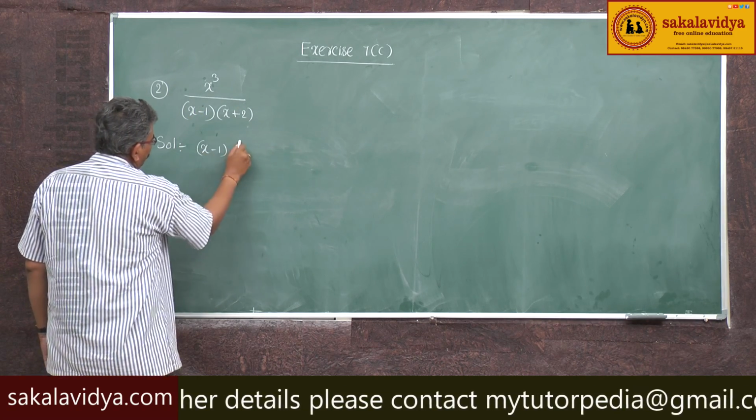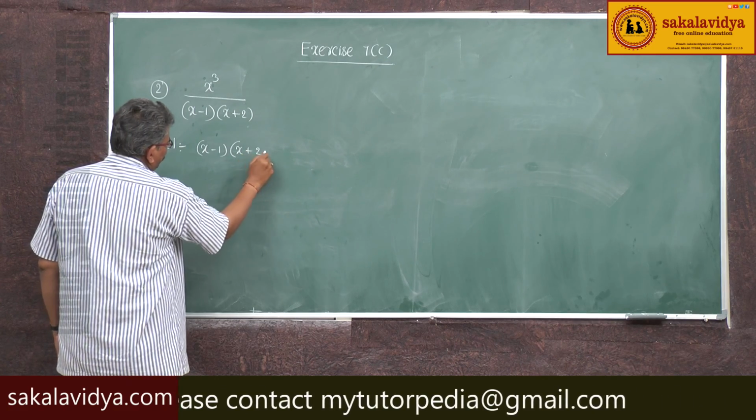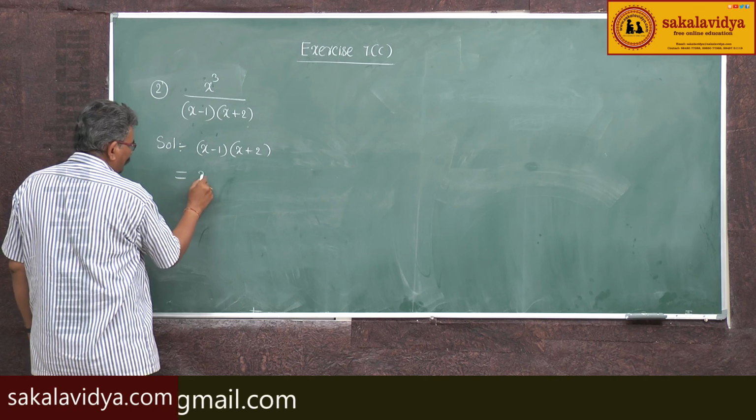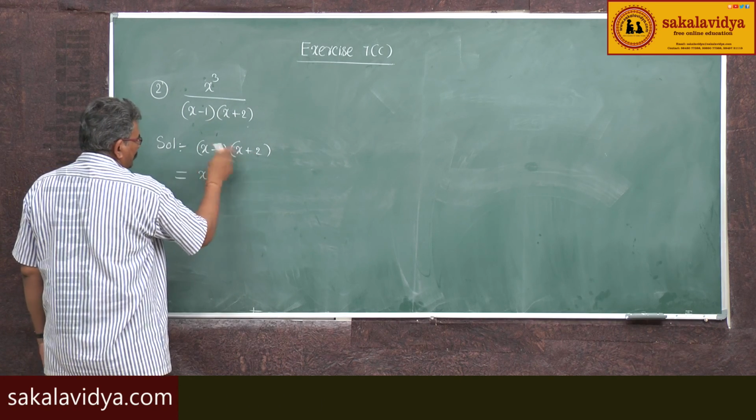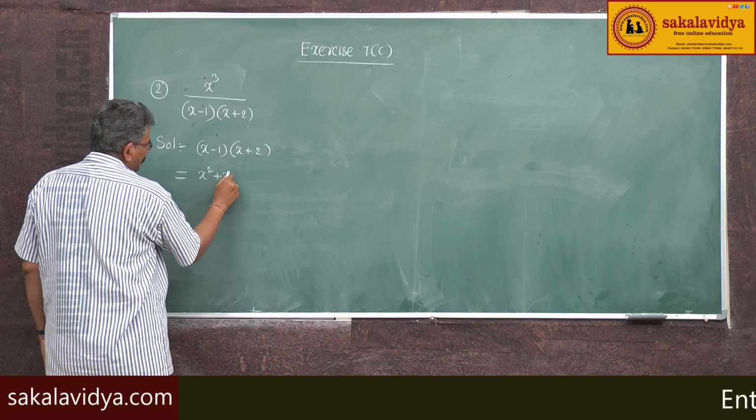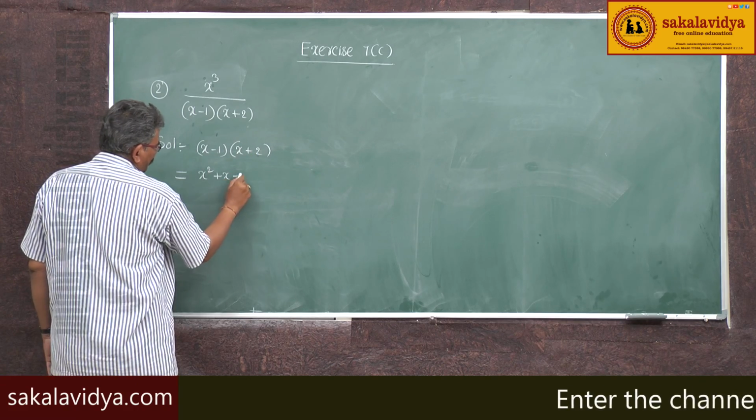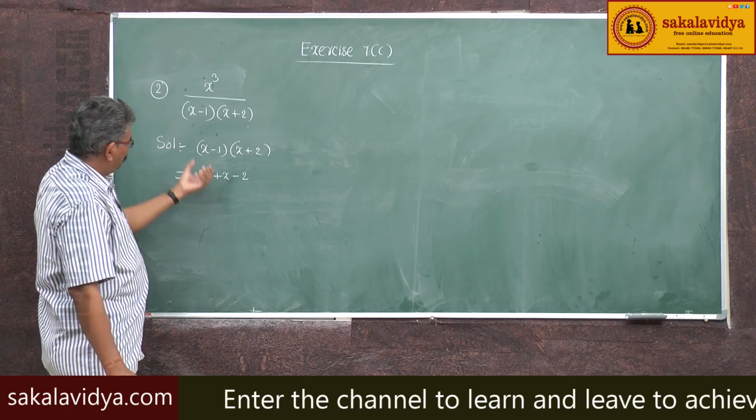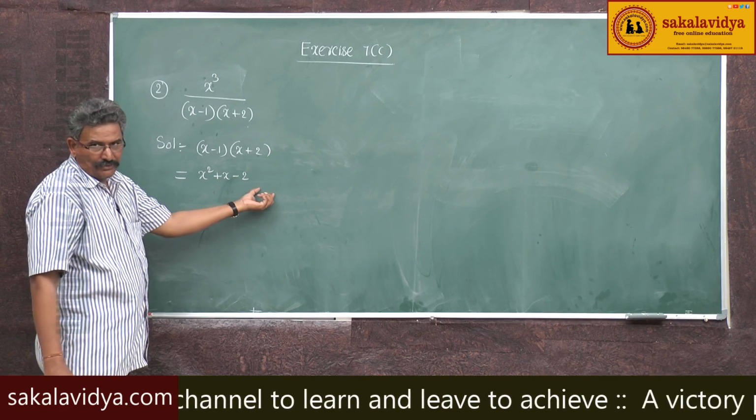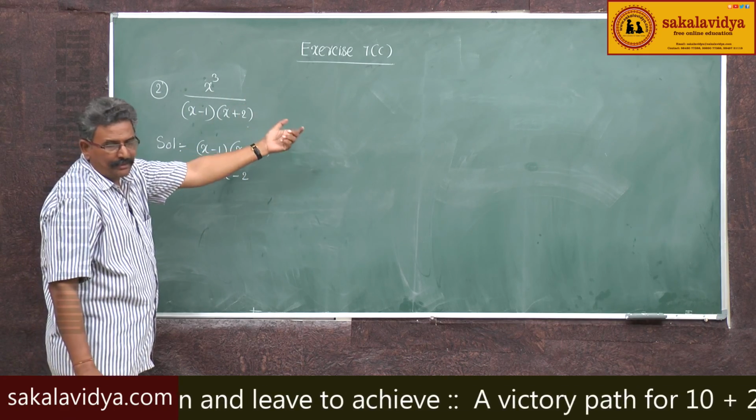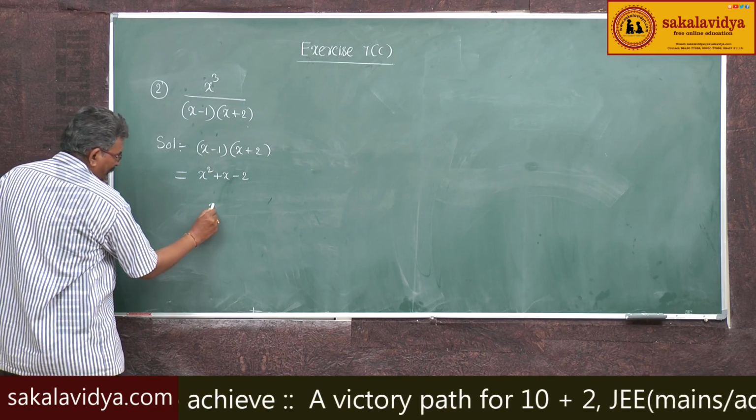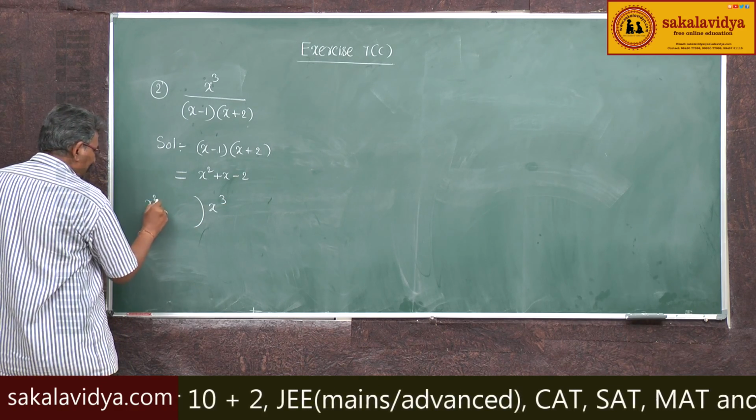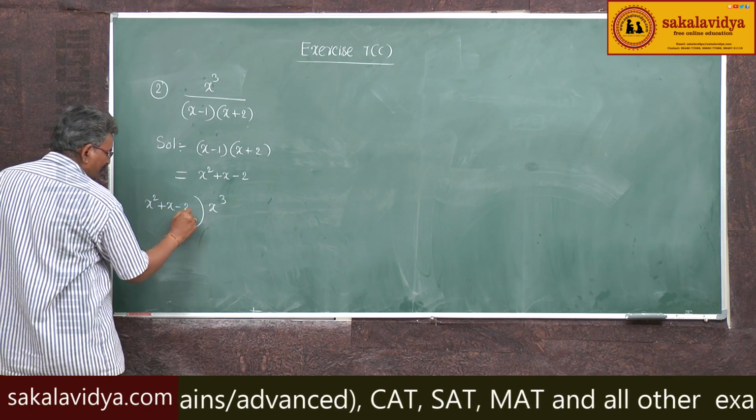x minus 1 multiplied by x plus 2. So, this equals x square plus 2x minus x minus 2, that is x square plus x minus 2. Now, let us divide x cube by x square plus x minus 2 to make it a proper fraction. So, let us divide. x cube is divided by x square plus x minus 2.